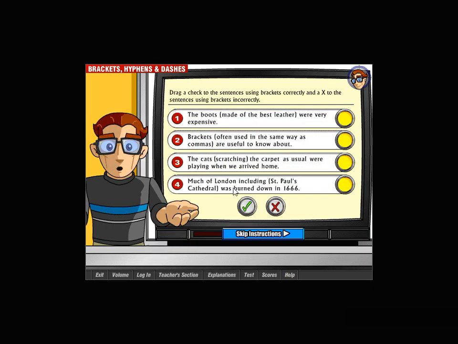As you can see on my screen here, there are 4 sentences. What I want you to do is drag the checks to the sentences which use brackets correctly and the X's to the sentences which do not. When you've finished, click Done.